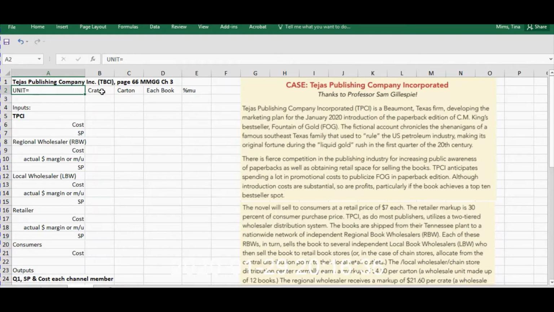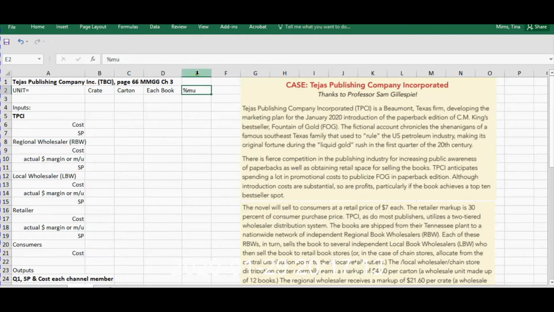equal. In other words, for this column B, we will track what's happening to a crate. In column C, we will track what's happening at the carton level. And in column D, we will track what's happening at each book level. Because if you read the case, you see that the manufacturer ships in crates, which contains 12 cartons, and each carton contains 12 books. So that's why I want you to have crate, carton, each book.